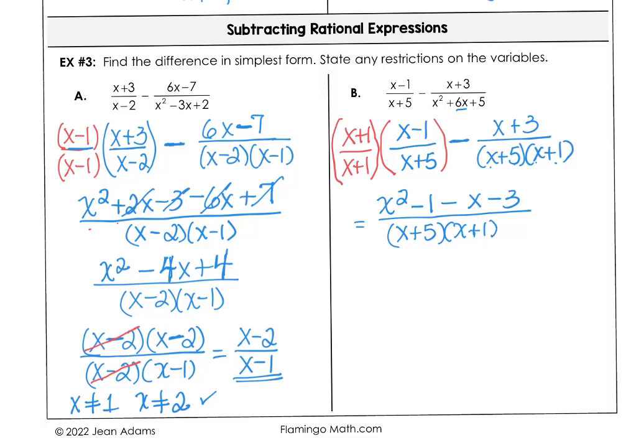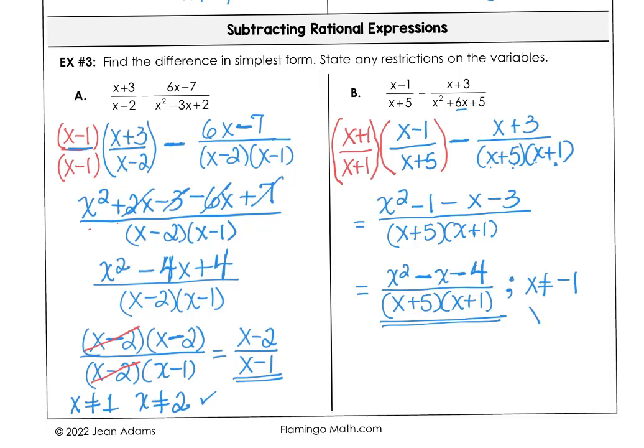So in our numerator, we have x squared minus x minus 4 divided by that common denominator, x plus 5 times x plus 1. And I don't believe there's any factors of negative 4 that, when I multiply together, would add up to be negative 1. So that's our simplest form. And then our restrictions are going to be negative 1 and negative 5. So we can't have x negative 1, and x cannot be negative 5.